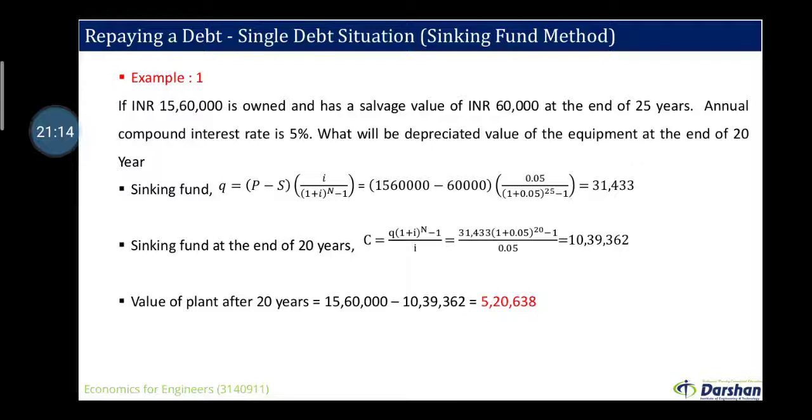10,39,362 rupees. Then the value of the plant after 20 years: you have to find 15,60,000 minus 10,39,362, so 5,20,638. At the end of 20 years our plant's value is only 5,20,638 rupees.